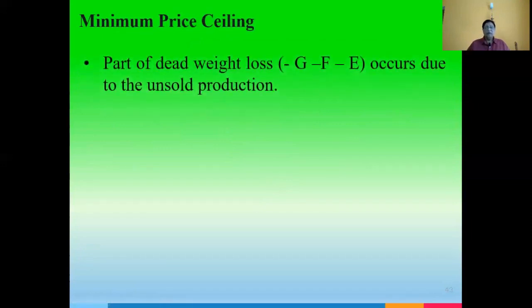Part of the deadweight loss, G, F, E, occurs due to unsold production. Producers produce more units of the product due to the minimum price ceiling, but they can sell only a limited amount due to excess supply. Therefore, part of the deadweight loss arises due to unsold production, that is given by the area of minus G minus F minus E.